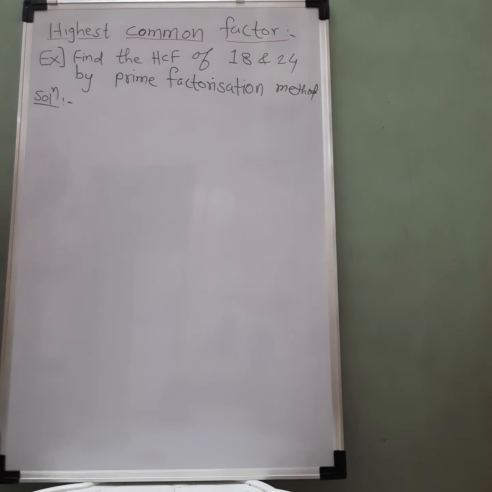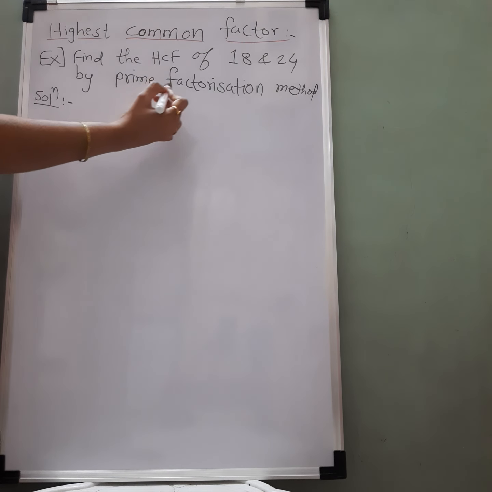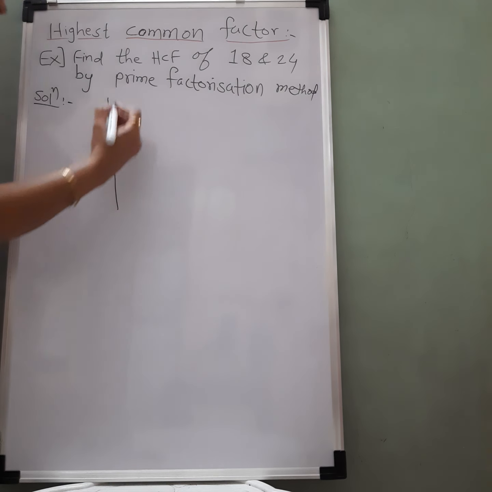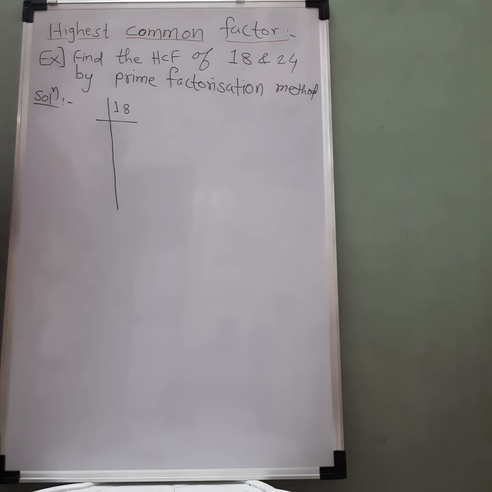Now I will explain how to find the HCF of given numbers by taking one example. The example is: find the HCF of 18 and 24 by the prime factorization method. All of you know how to find the prime factorization. So here we first find the prime factorization of 18. We also learned the divisibility rules of a number by 2, 3, 4, 5 and so on.